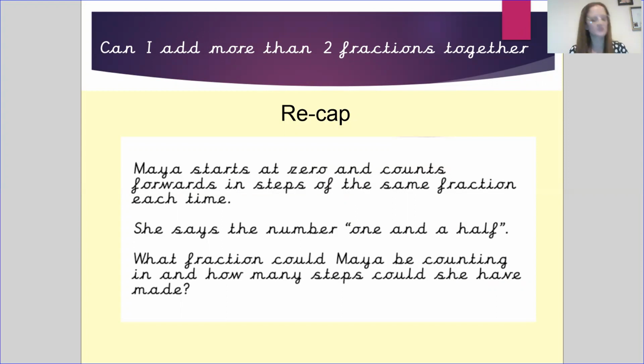So remember, when we were counting, you can count up in your fractions. So pause for a moment and see what you think for that one, and then I will go through my answer. Okay, so she says the number 1 1/2. So if she says 1 1/2, I can assume that she's right. She's counting in halves, and we'd go half, 1, 1 1/2, 2, 2 1/2, 3, because there's 2 halves in a whole. And what fraction and how many steps? So we would have gone half, 1, 1 1/2. So I think she's taken 3 steps.